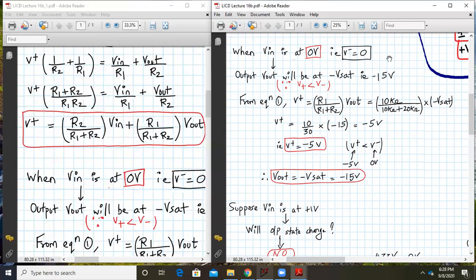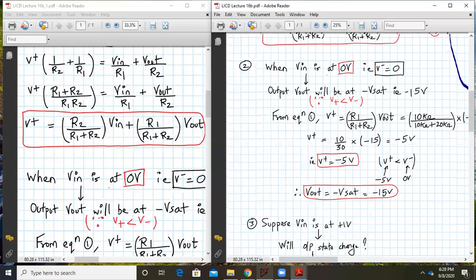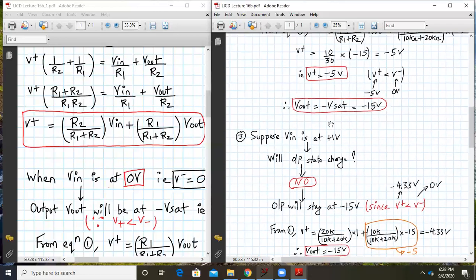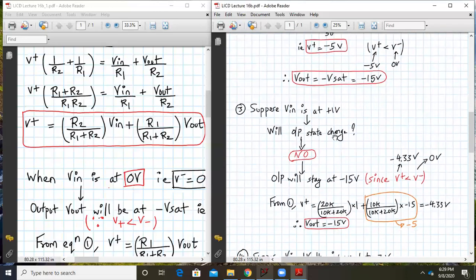So V out is indeed at minus 15 volts. That is, minus VSAT. Okay, so our second step is over. Now the third step. Now let's say we have a sinusoidal signal like a sine wave. So sine wave from 0 goes to 1, 2, 3, 4, or whatever the amplitude is. So let's say that V in is at 1 volt. Will my output state change?